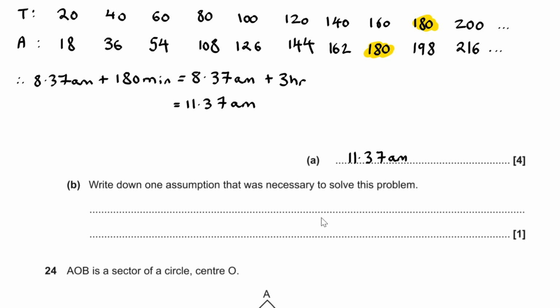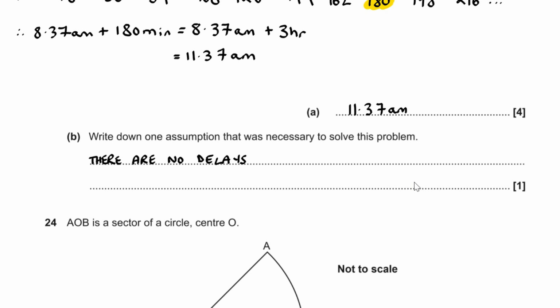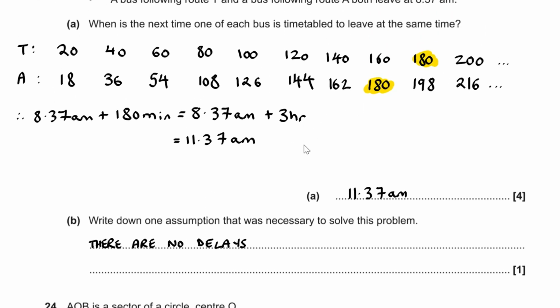And now for part B, we have to write down one assumption that was necessary to solve this problem. Well, we've assumed over here that there's no delays. In other words, everything comes at the same time.